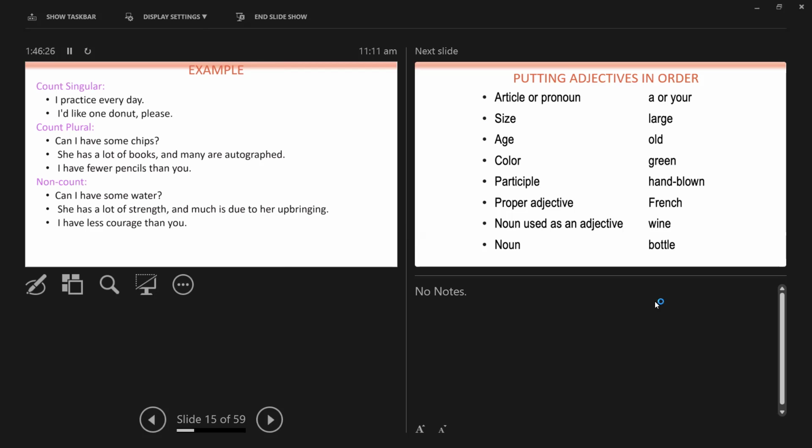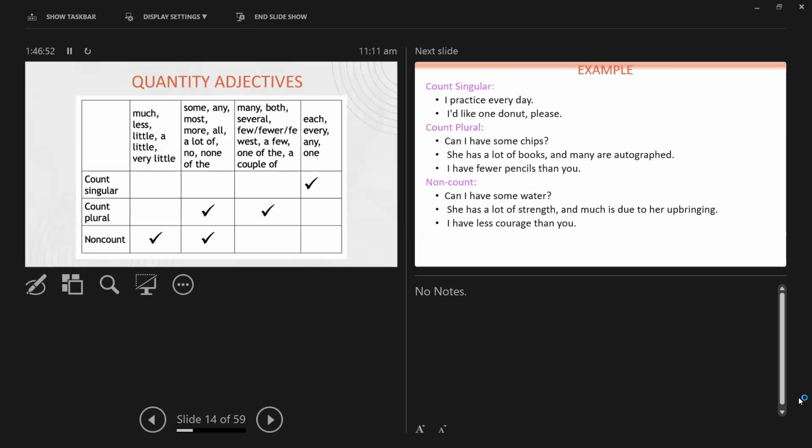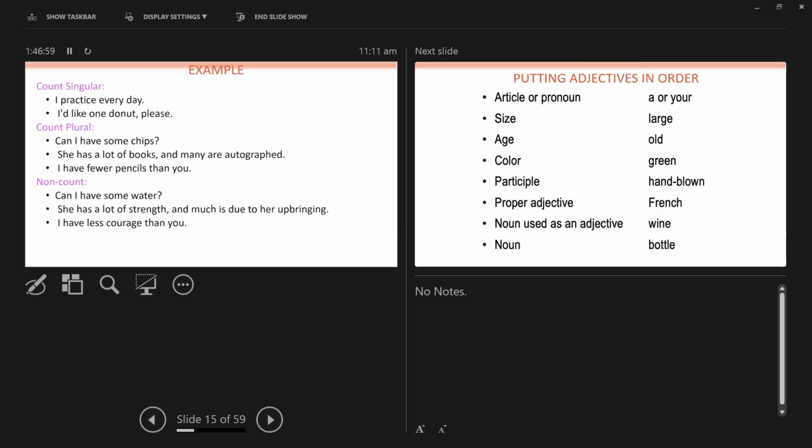Plural. She has a lot of books. So, ang quantity adjective natin ay a lot of. I have fewer pencils than you. Fewer. So, non-count naman. Can I have some water? Water is a non-count noun. So, some is the quantity adjective. She has a lot of strength. As mentioned earlier, a lot of is actually versatile, and you can use it both in count plural and non-count nouns.